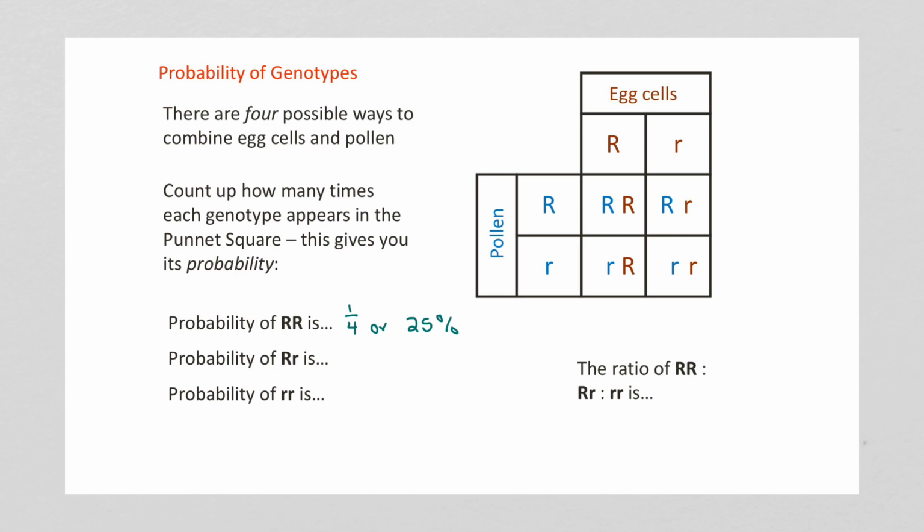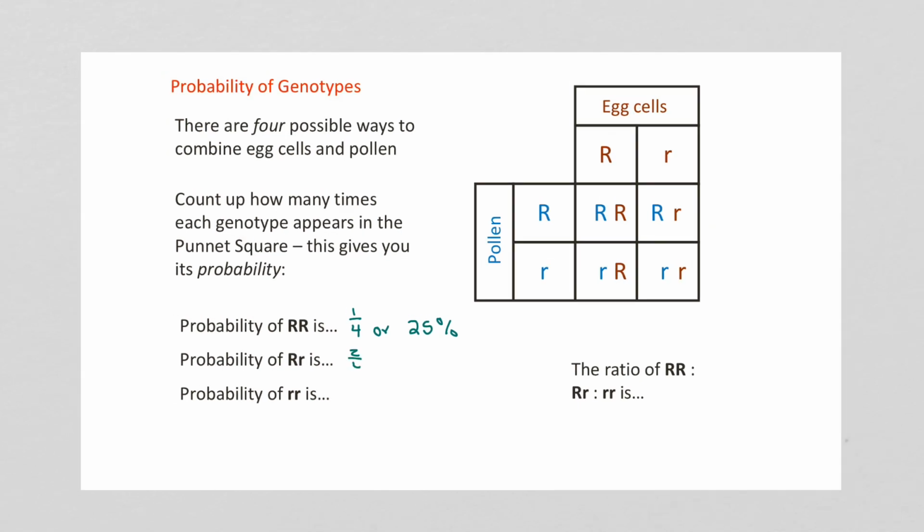There are 2 options for big R, little r. So that's 2 out of 4, or 1/2, or 50%. And the probability of little r, little r is also 1 out of 4, or 25%. And if we were to write that out as a ratio of big R, big R to big R, little r to little r, little r, it would be 1 to 2 to 1.